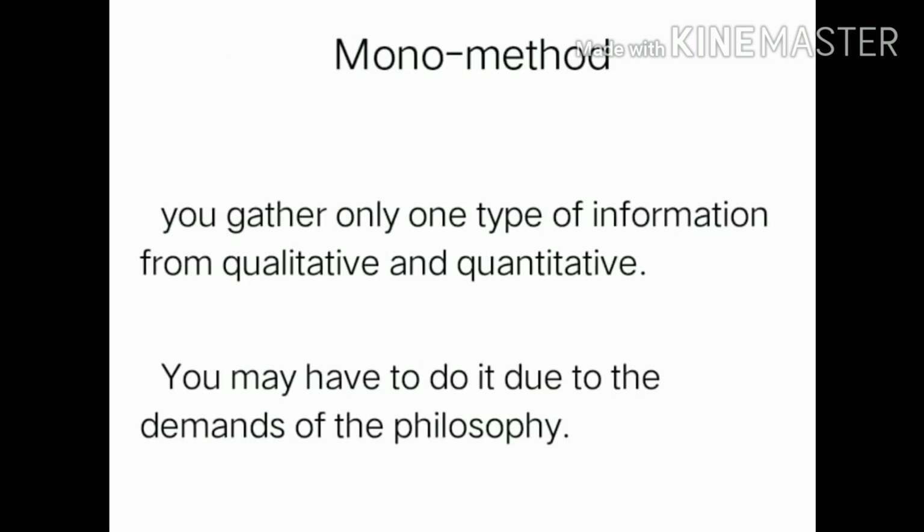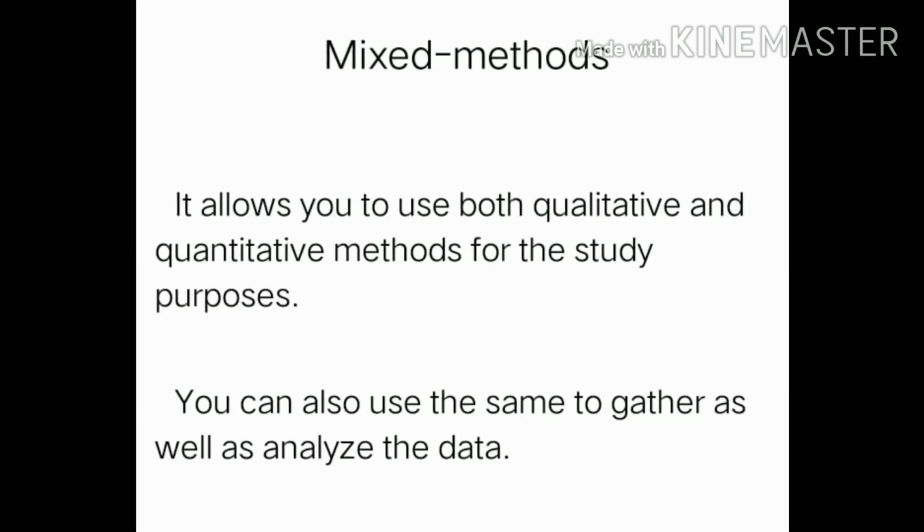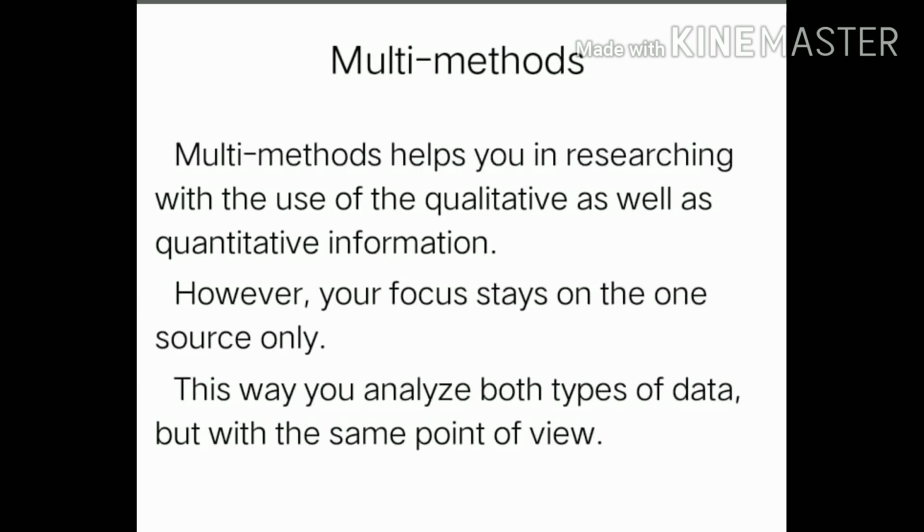Monomethod: you gather only one type of information from qualitative and quantitative. You may have to do it due to the demands of the philosophy. Mixed method: it allows you to use both qualitative and quantitative methods for the study purpose. You can also use the same together as well as analyze the data.